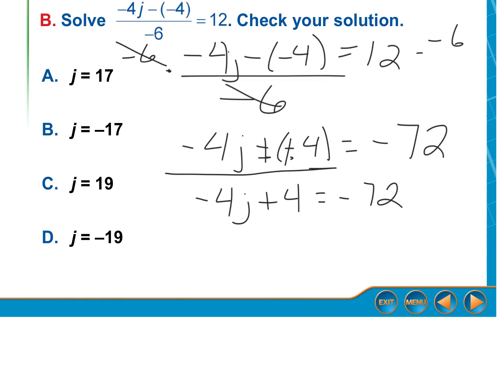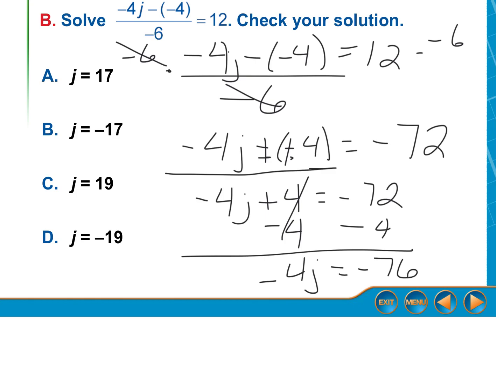We've got to get rid of that 4 first. Subtract by 4 on both sides. What is -72 minus 4? -76, and our last step would be to divide by -4. Sorry, I got off a little bit. What is -76 divided by -4?